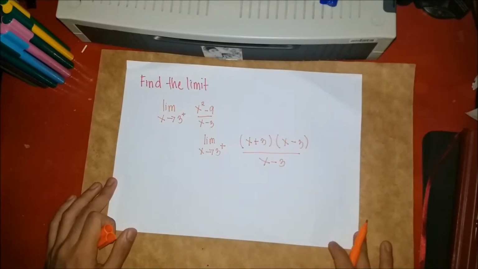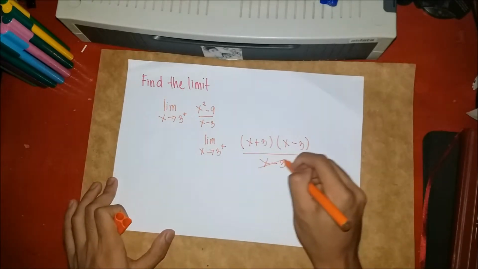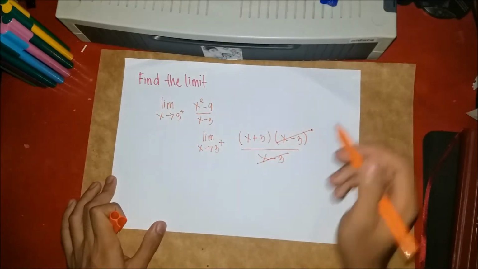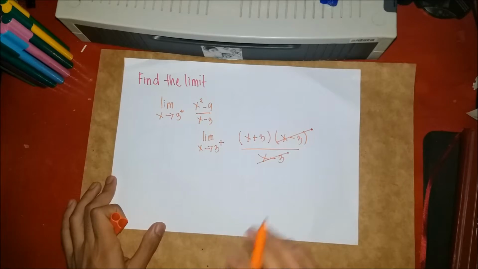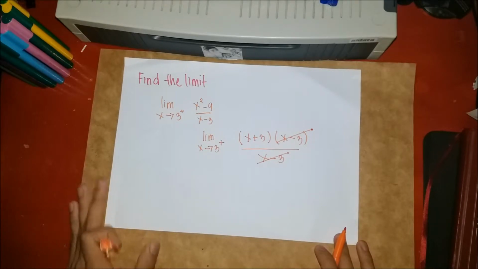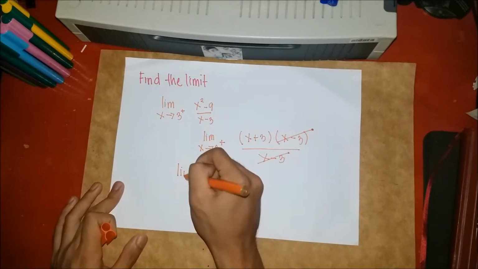That's important because we can actually cancel out the extra factor, which is x minus 3, from our numerator and denominator. Of course, the biggest reason why we can cancel this out is because we are talking about limits and x does not equal 3. We're simply getting really close to 3. So now, we can evaluate our limit.